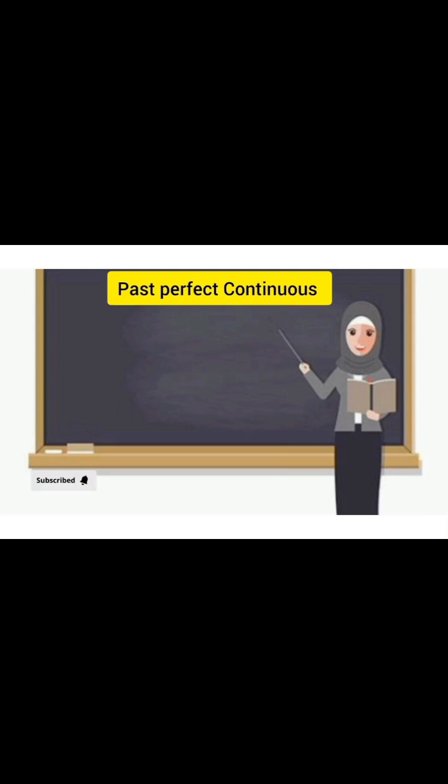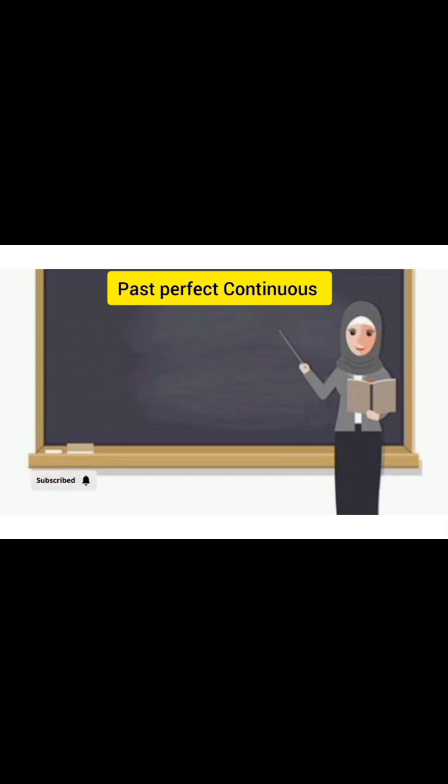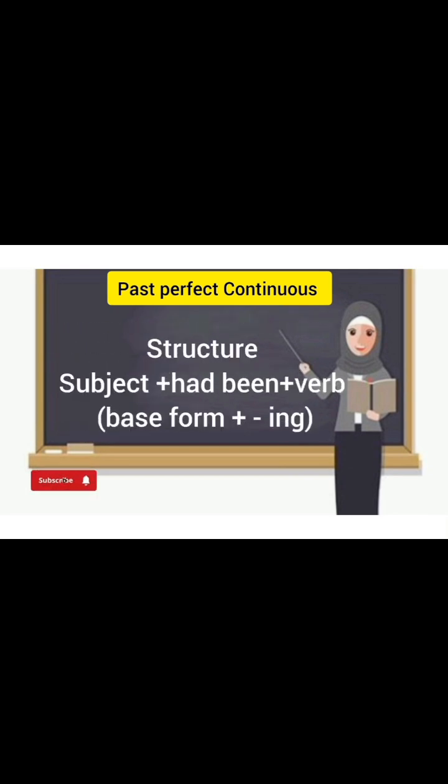Past perfect continuous. We have the past perfect continuous tense. This tense is used for actions that were happening over a period of time in the past, before another action. The structure is: subject plus had been plus verb, base form plus ing.